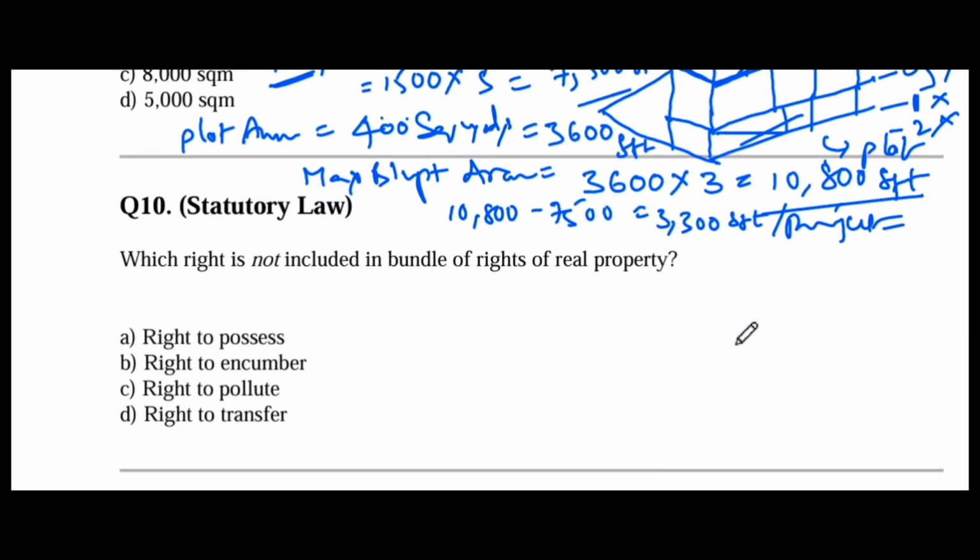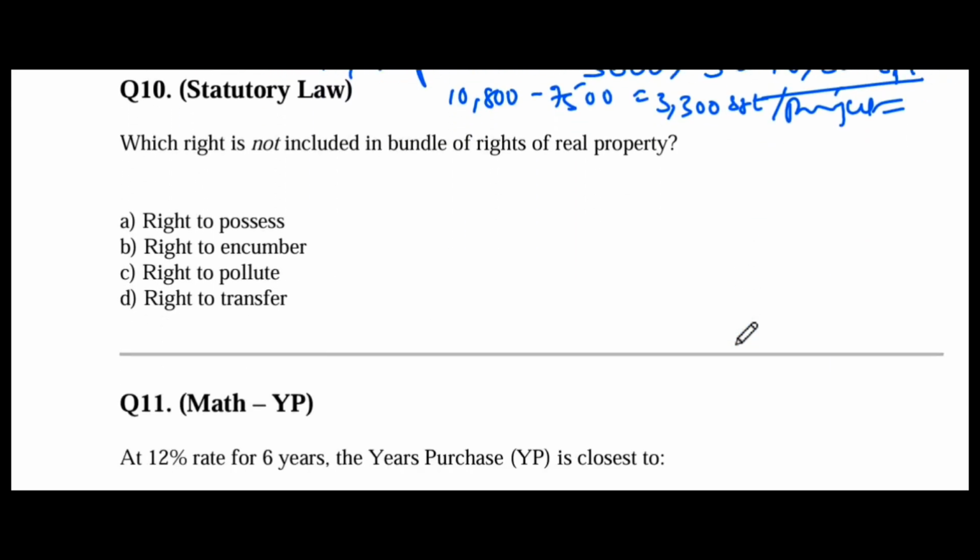So let's go to the next question. Which is not included in the bundle of rights of real property? Right to possess, right to encumber, right to pollute, right to transfer. Right to pollute.